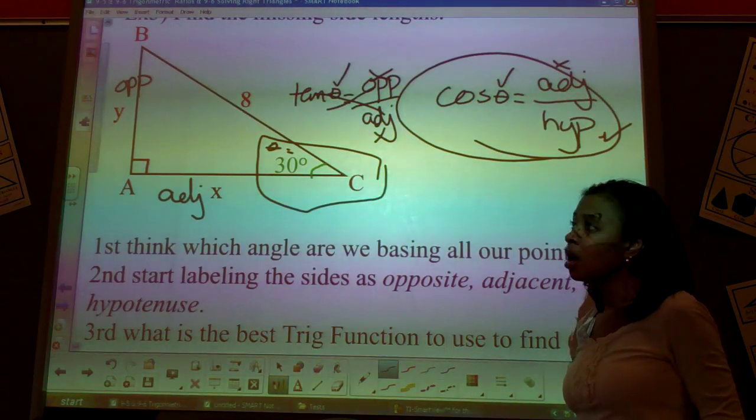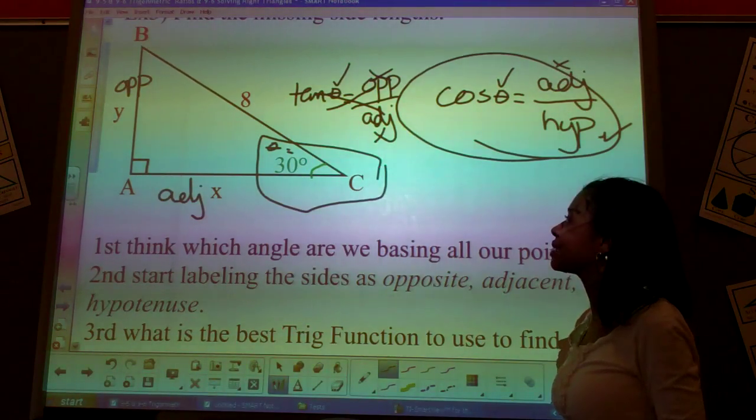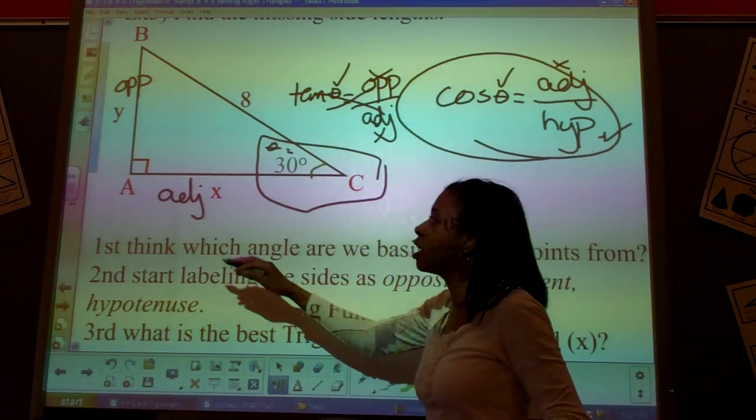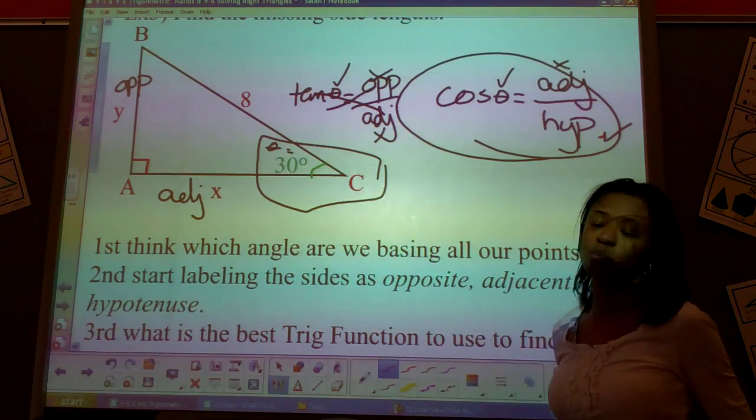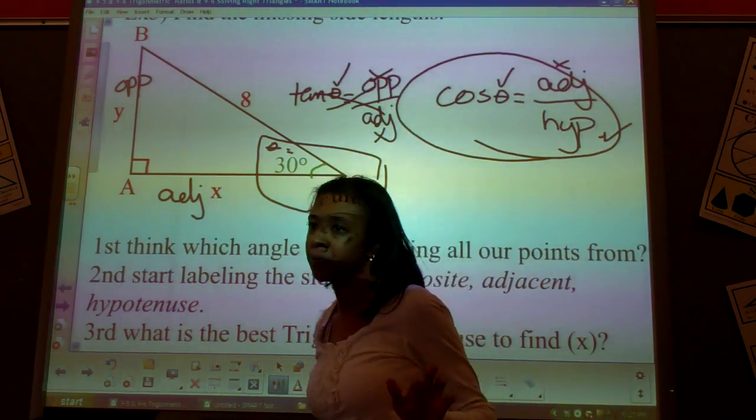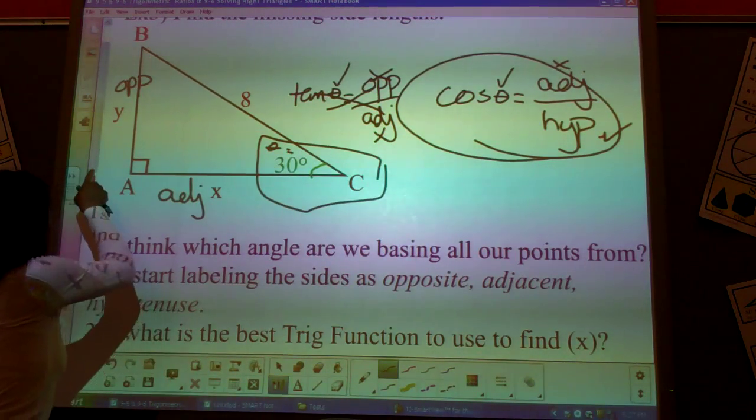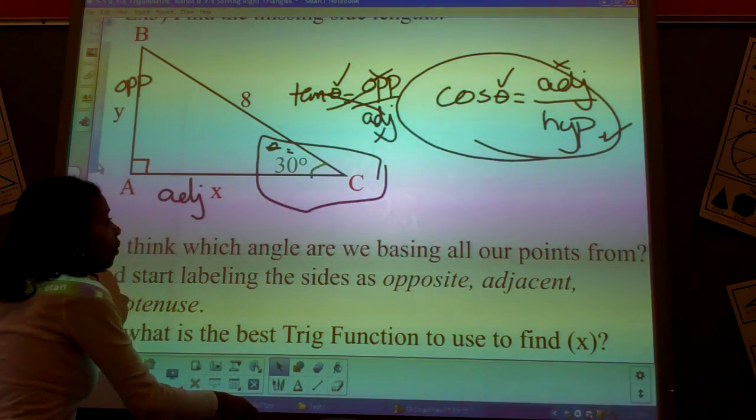So it looks like cosine is going to help us find the adjacent leg's length. That works best. Remember, sine didn't work because sine is opposite over the hypotenuse, and we needed adjacent. So these were the best choices. We found tangent was no good. Didn't work. Okay? Now that we've discovered we want cosine, we move further.